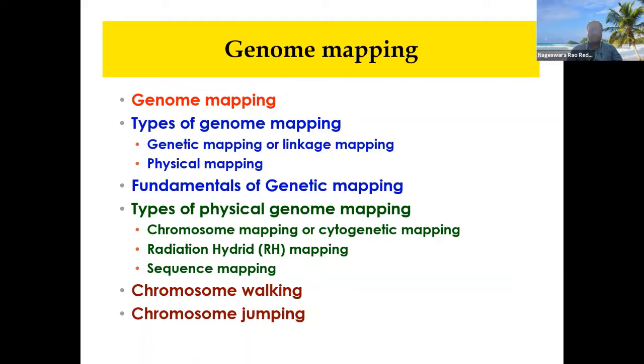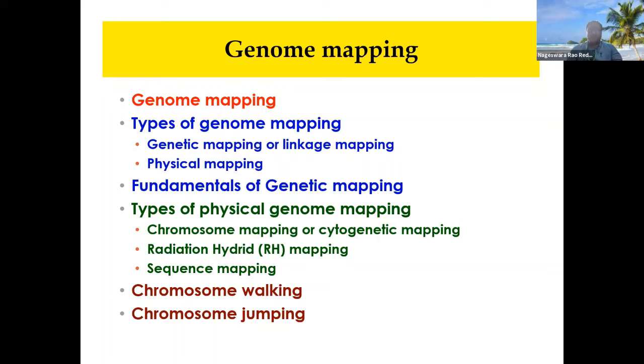And we have radiation hybrid mapping. And we know what sequence mapping is. Sequence mapping is the exact data from sequencing your whole genome, and then seeing where your genomic elements are present. And that is what we have learned in the whole unit. Sequence mapping.